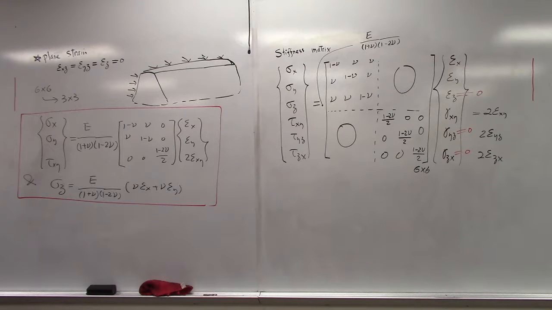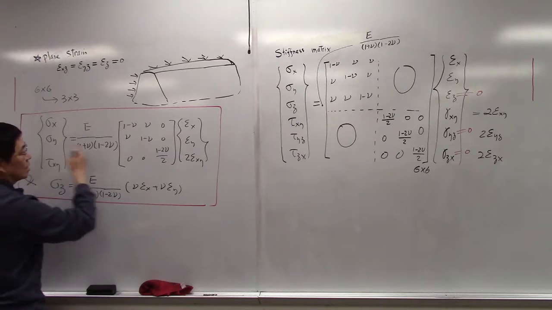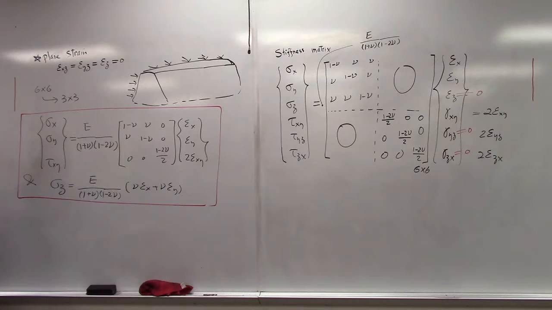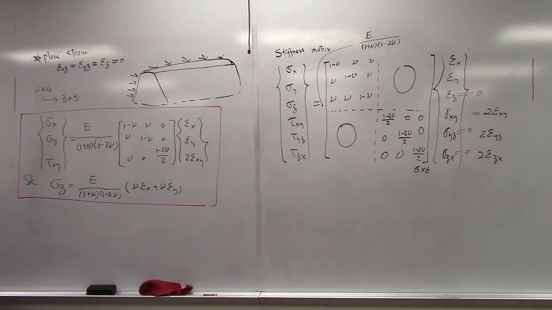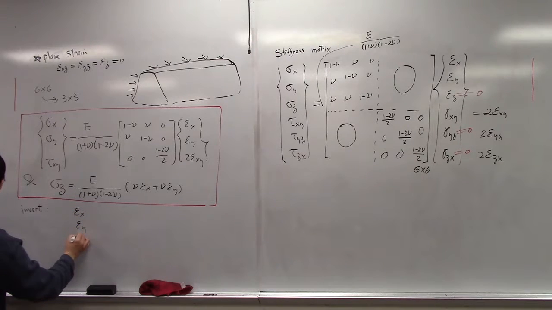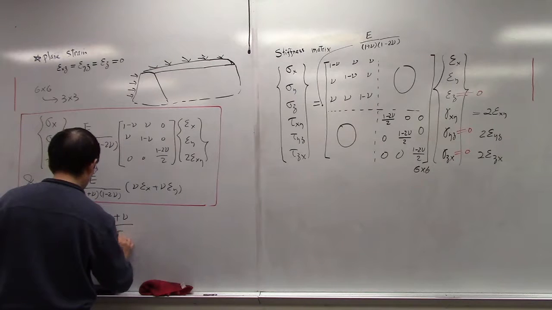And then, once we have that, we can express strain. This is stress in terms of strains. We can invert the relationship and express strains in terms of stresses. That is called the compliance matrix. Therefore, invert the above relationship. We have epsilon x, epsilon y, 2 epsilon xy equals (1 plus nu) over E, and then the matrix.